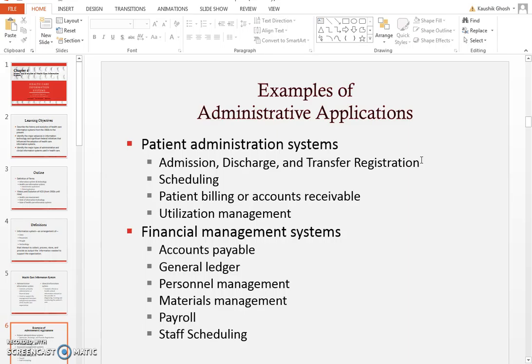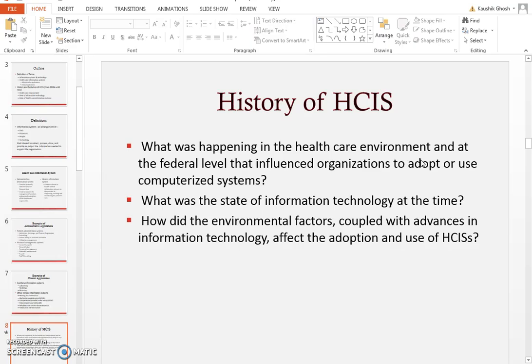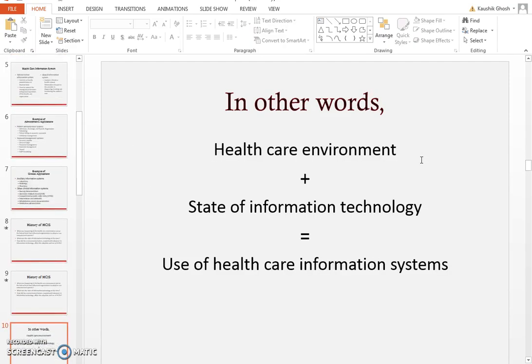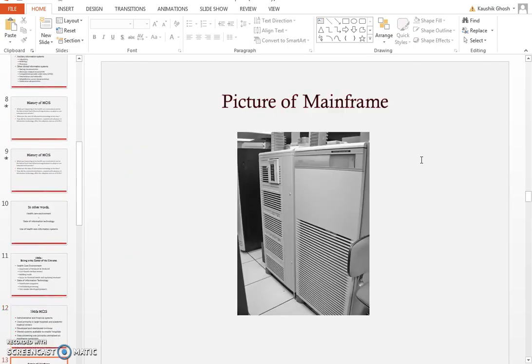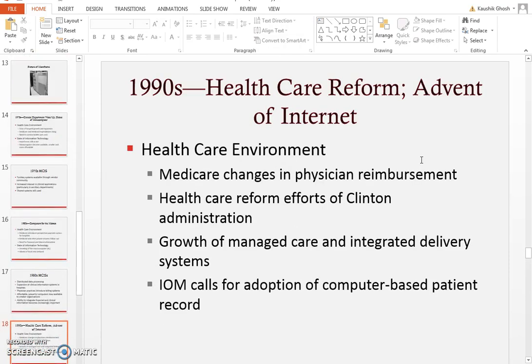Then we talk about patient administration systems, financial management systems, and the history of healthcare information systems in the United States, how it evolved, where we were in mainframes, and then the 80s and 90s, where healthcare information technology became really important. The Institute of Medicine, or IOM, calls for adoption of the computer-based patient record. That's where the evolution of all these electronic health record systems started, and technology being an enabler in healthcare became a really pervasive philosophy.